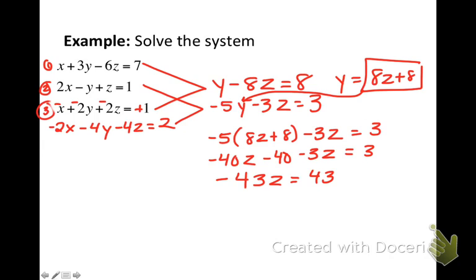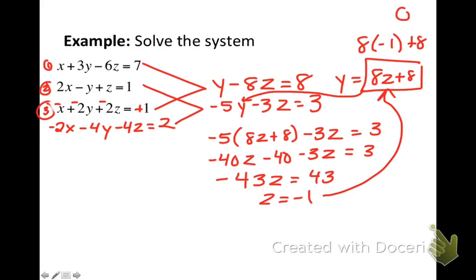So I get z equals negative 1. Plug that back into the solved for equation. So z is negative 1. What's your y going to be? 8 times negative 1 is negative 8 plus 8 is going to get us 0. Good. So y is equal to 0.